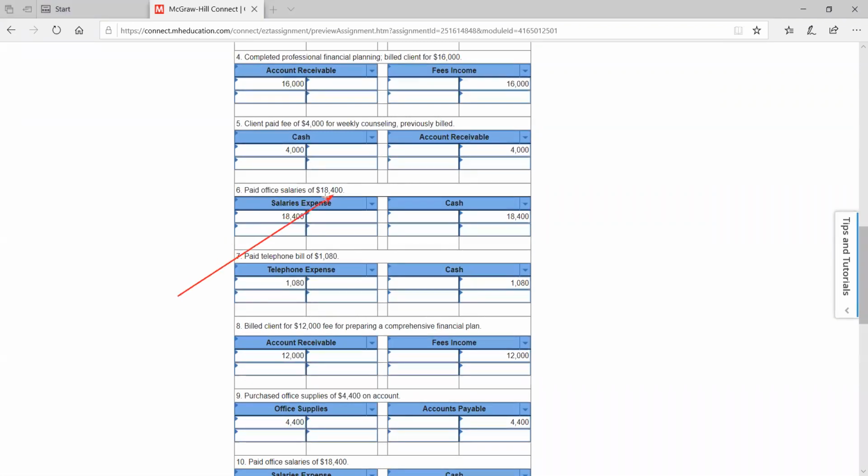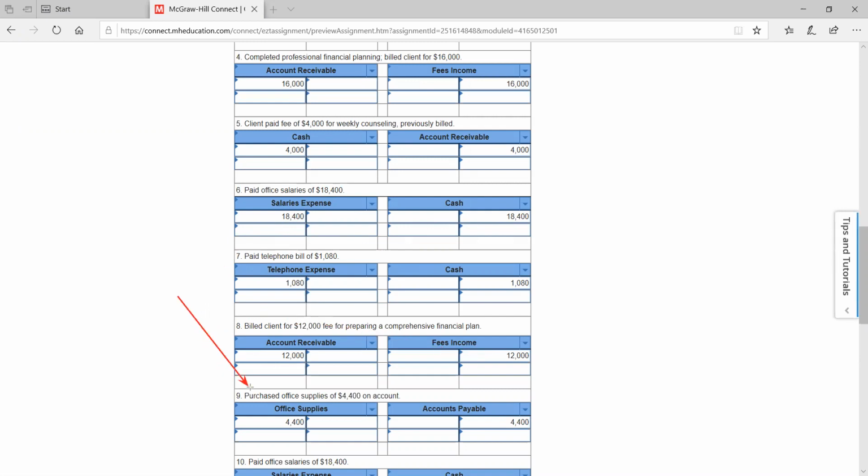Paid the salaries, $18,400, so that's an expense, debit, credit, cash. Same thing on 7, another expense, debit, expense, credit, cash. Notice the same amount, so there's always a debit and credit offset. 8, billed a client, so that's going to be an accounts receivable. You did the work, so you're going to go ahead and credit revenue.